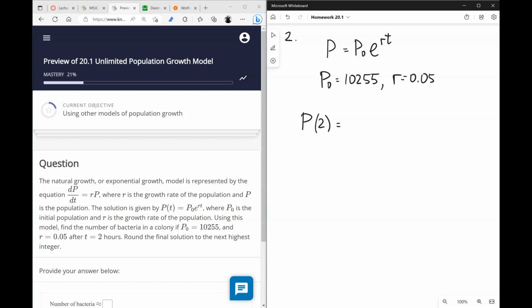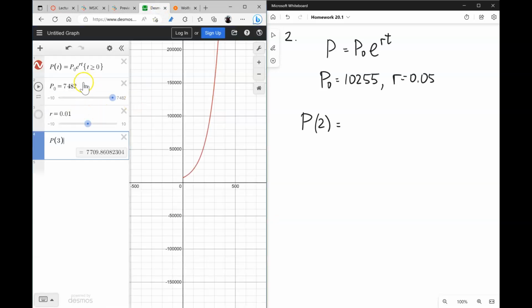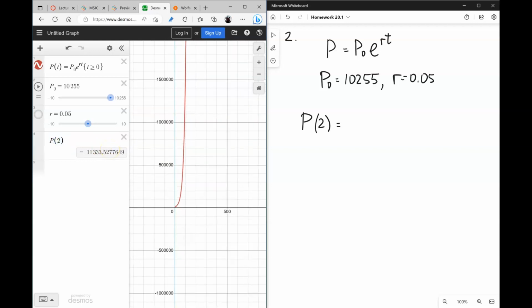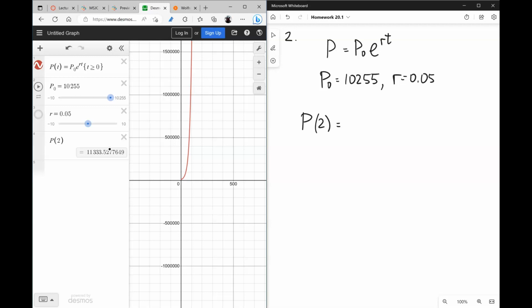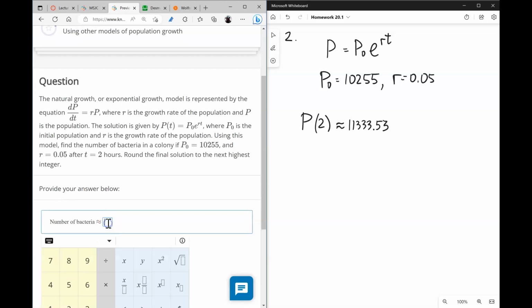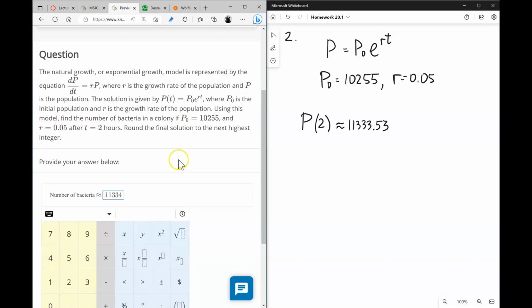So I'm going to open my Desmos model here and just enter everything, just like that. So if we have to round not to the nearest, but to the next highest integer, I guess that's the right way to say it, then that would be the answer.